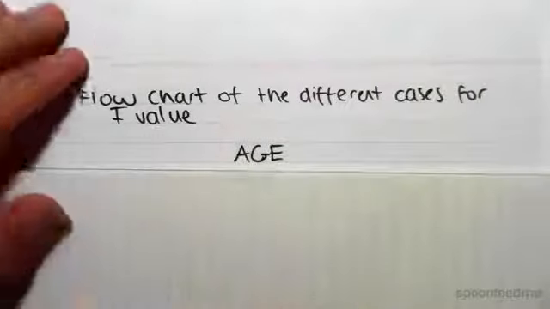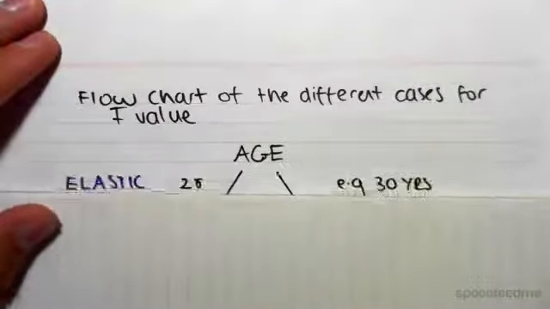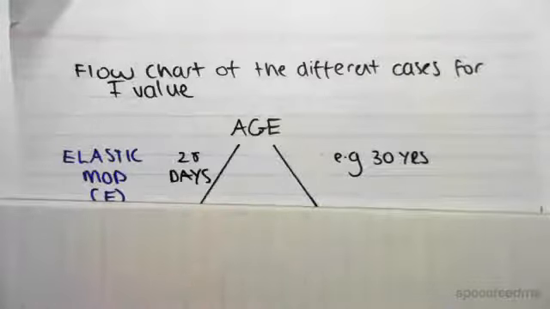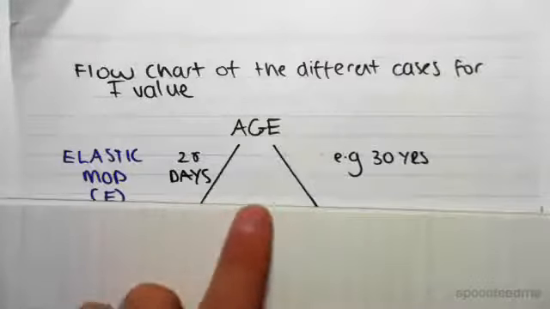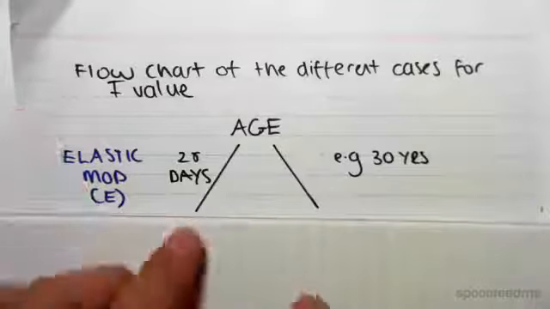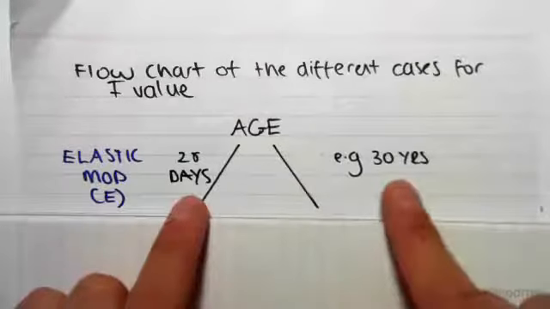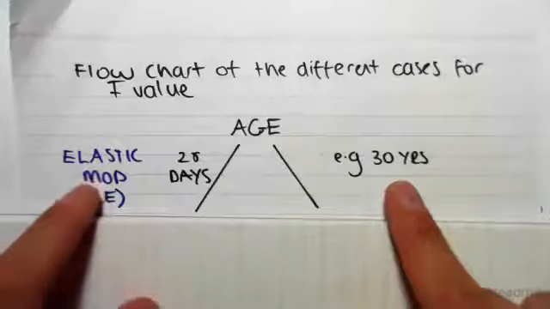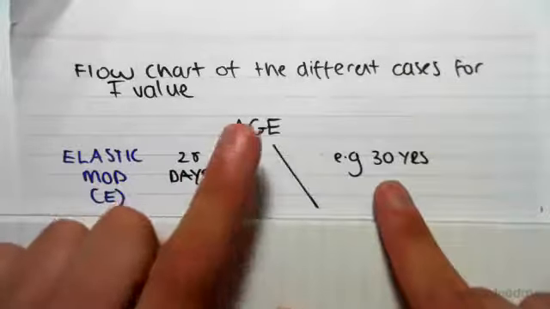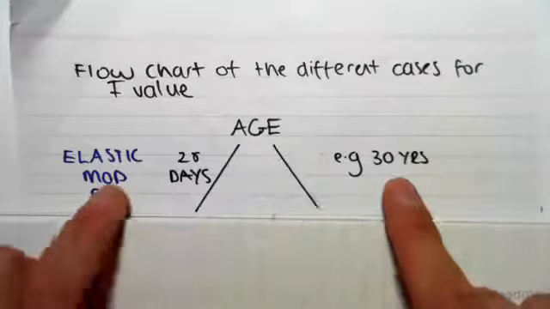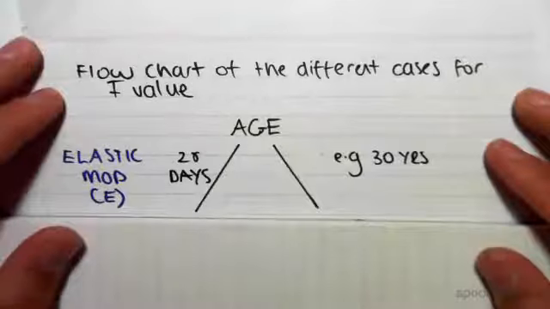The first thing is the age, okay? So you could have concrete at 28 days or at 30 years. So in a whole variety of different ages, the I value can change. The thing which is changing the I value is the elastic modulus. So at 28 days and at 30 years, you could have a different elastic modulus, and the code shows you how to work this out. So the first thing which matters is the age. The age will impact the elastic modulus, which will in turn impact the I value.